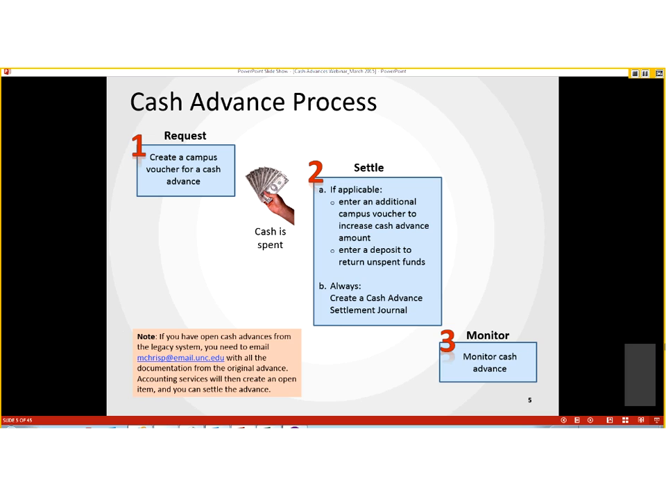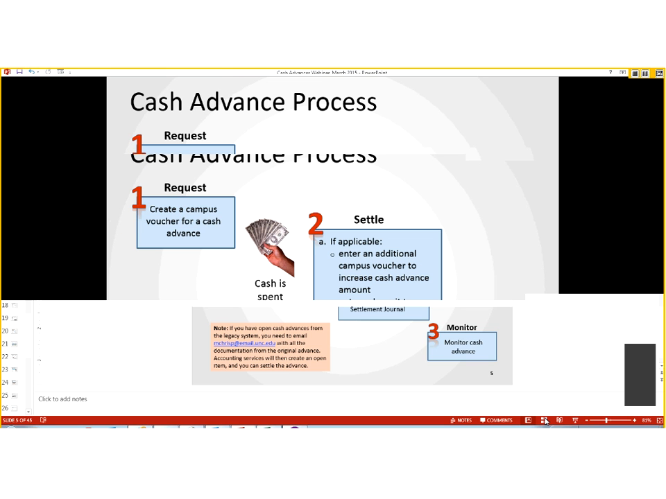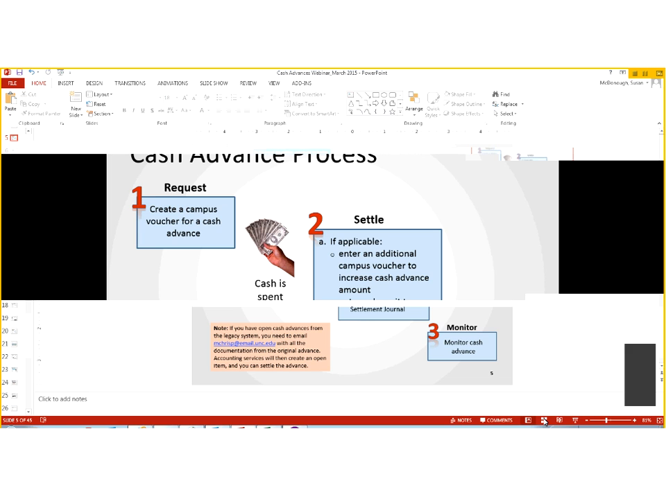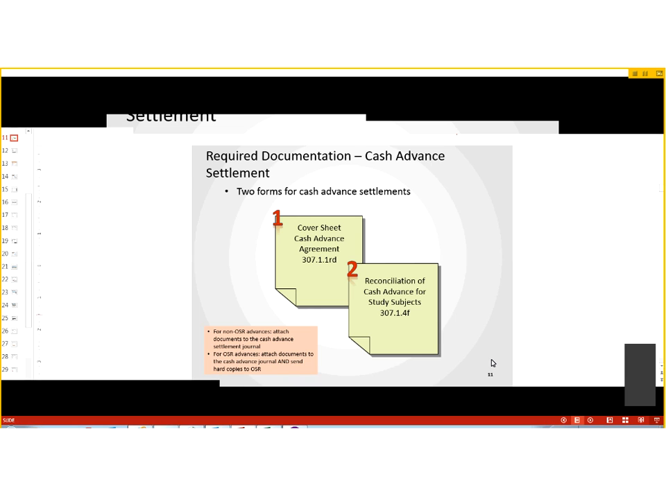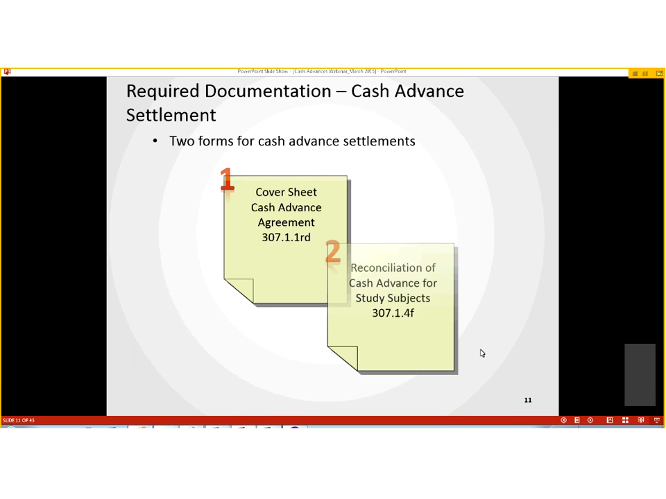What information should be entered on the back of Form 307.1.4F? Can you tell us, maybe remind us which form that is? That's the reconciliation of cash advance for study subjects that would go with the settlement. So what information should be entered on the back of that form? I didn't know that anything needed to be on the back of the form. If you could clarify that a little more, we would appreciate it.